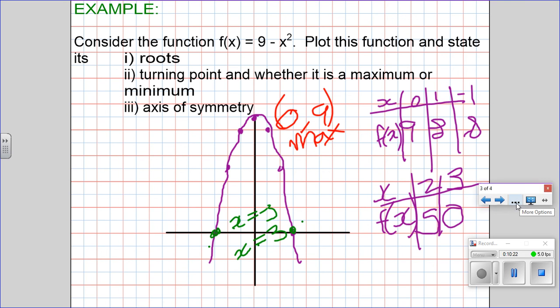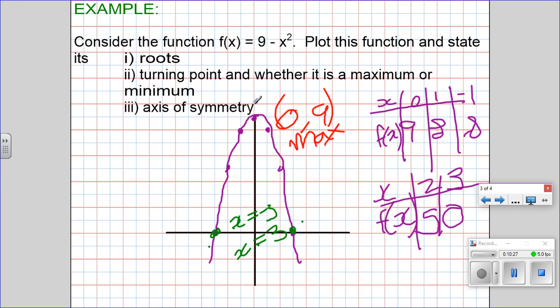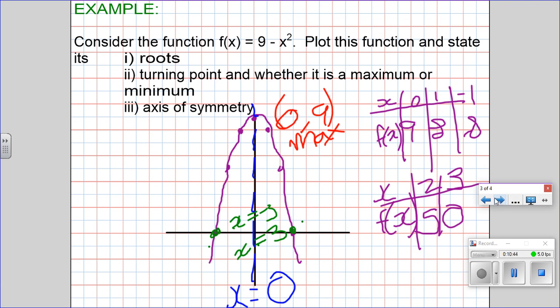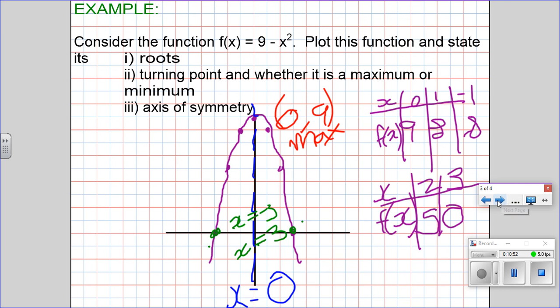And then the last thing, which if I remember correctly, we put in blue pen, is the axis of symmetry. Well, here you go, this is where it is symmetrical. So that is when x is 0. Hopefully, between this example and the last example, you have noticed that your axis of symmetry is always the x coordinate of your turning point. Here we have the turning point of 1, -9, and our axis of symmetry was x is 1. Here we have a turning point of 0, 9, and our axis of symmetry is x equals 0.